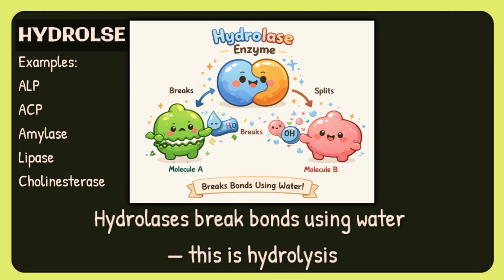As you can see in the picture, the hydrolase enzyme is in the middle, helping to break a molecule apart. Water is used in the process, shown by the little water drop. The enzyme uses water to break the bond in molecule A, splitting it into smaller molecules. After the bond is broken, molecule B is formed. In short, hydrolase enzymes break chemical bonds using water.